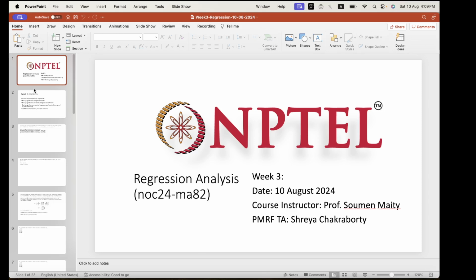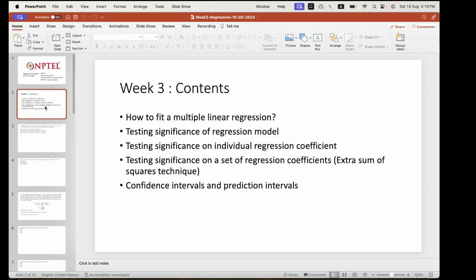Alright, so just to touch up briefly, I'll discuss what has already been discussed during week 3 lectures. So during week 3 we have seen these things. In the previous 2 weeks we have seen how to fit a linear regression, and also we had some introduction into how to fit a multiple linear regression. So this week we have discussed in details how to fit a multiple linear regression and how to test for significance of the regression model.